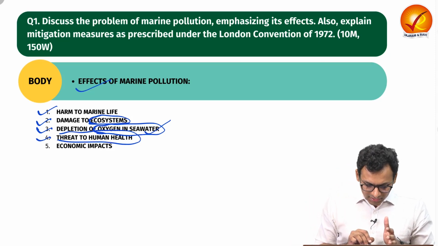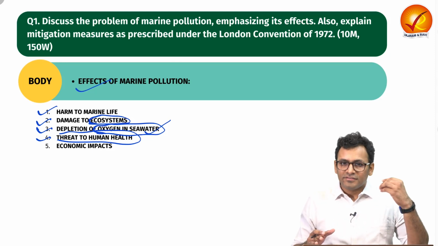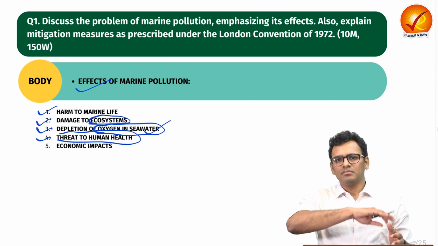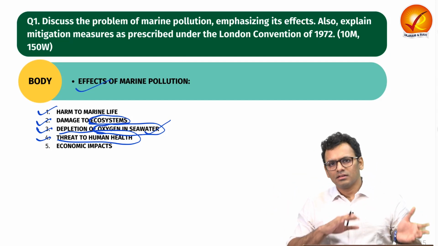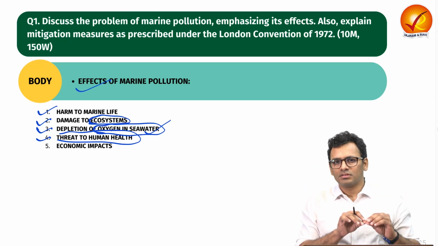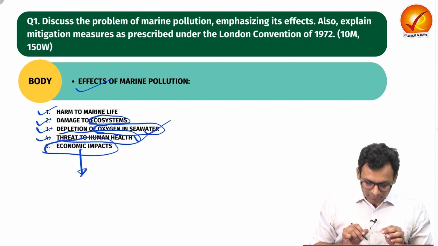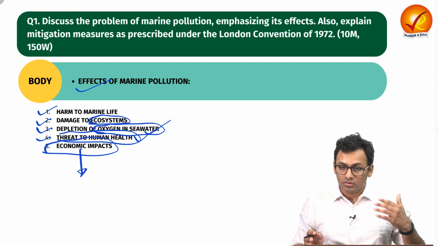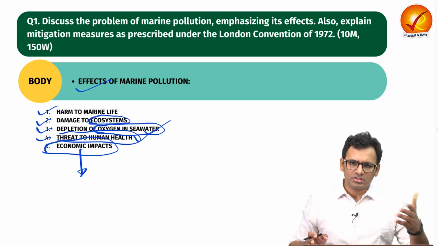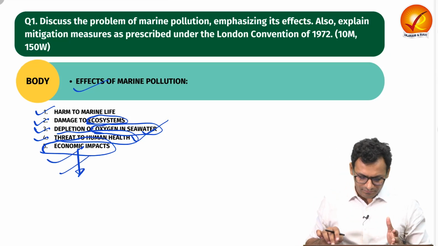Fourth is threat to human health. As we understand the biomagnification process, if the marine population, marine ecosystem is going to get affected, the same amount is also going to be reflected with respect to human health. We have to understand the idea of one health about the same for this context. Fifth is economic impact. As aquatic life is going to be impacted, the economic activities related to marine pollution is also going to be impacted. So that's for economic impact.